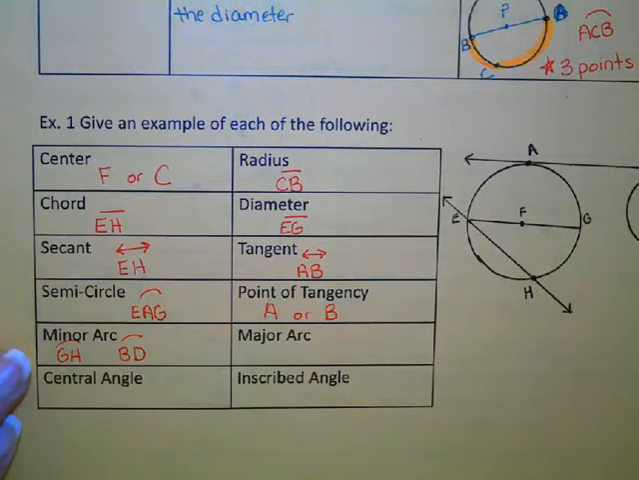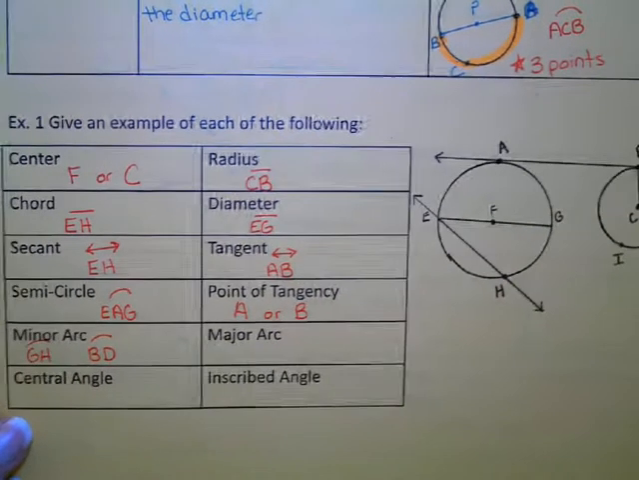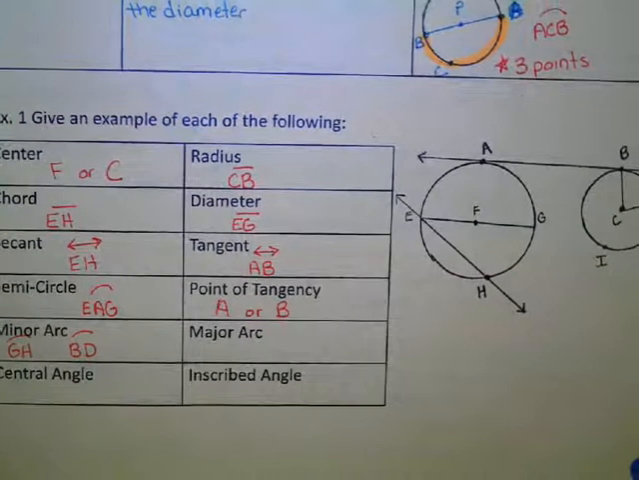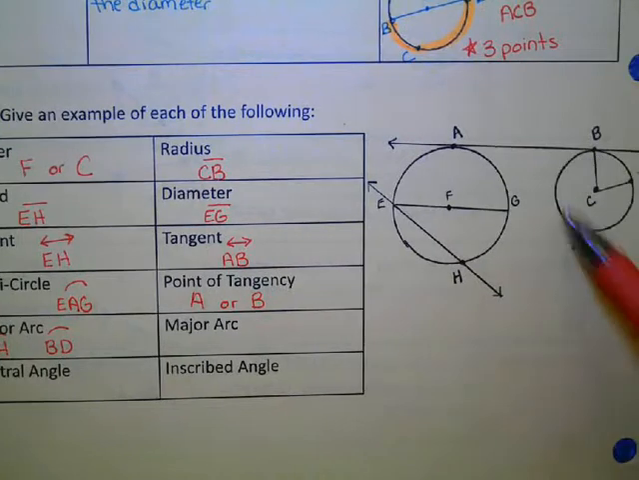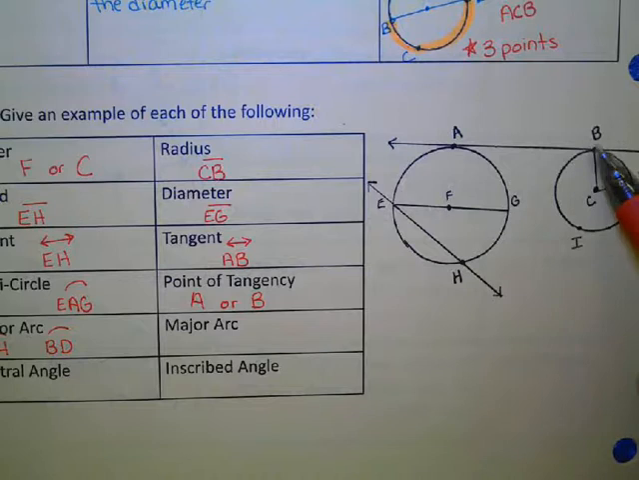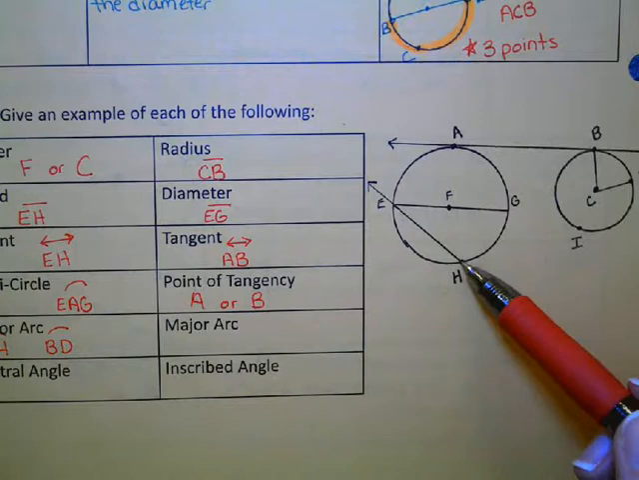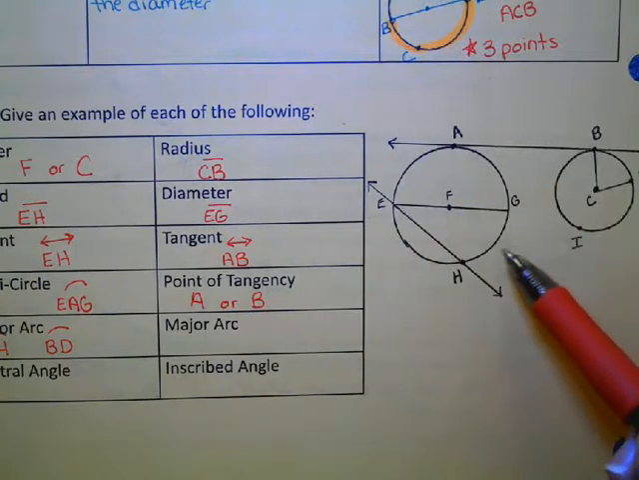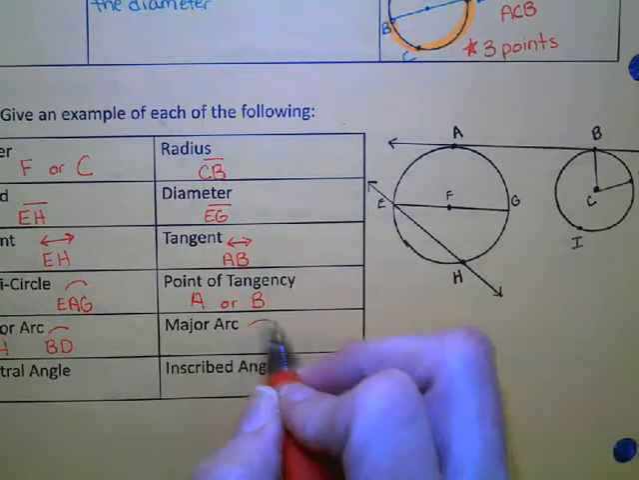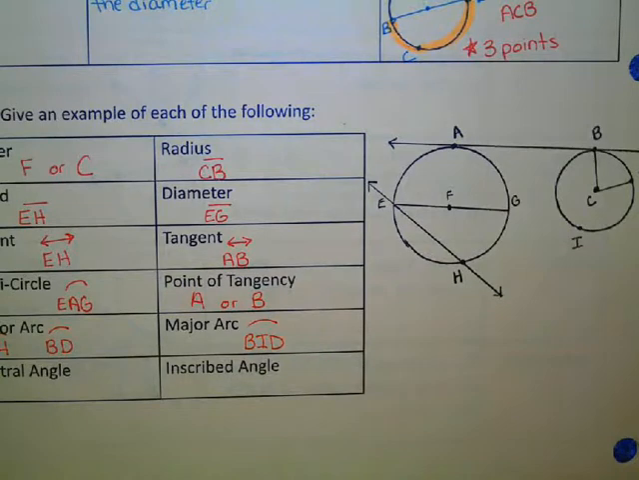Okay? A major arc, though, needs to be over halfway around the circle, and it needs to include 3 points. So you could do on this little one BID, or DIB, that's over half. You could pick a lot of letters on this one, as long as, like, if you did HEG, that would get you over halfway around. Let's just do this one. BID. Okay. That's over halfway around this one over here.